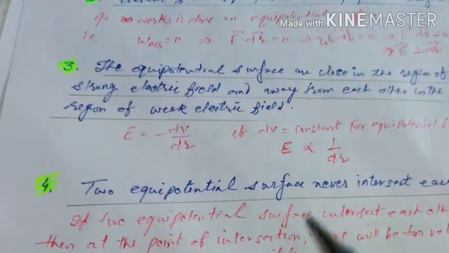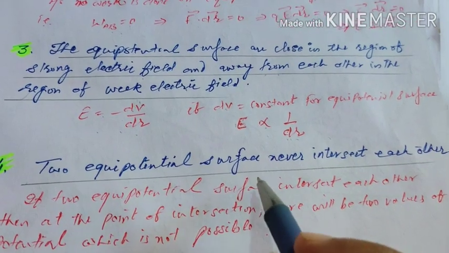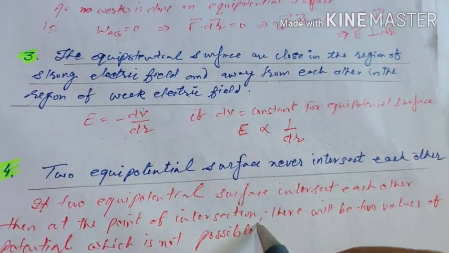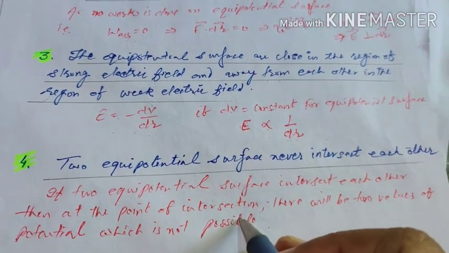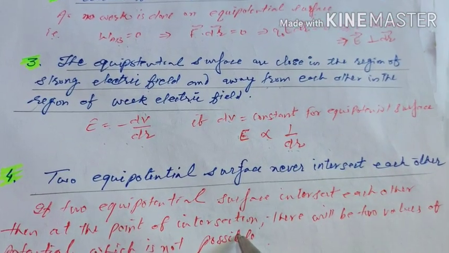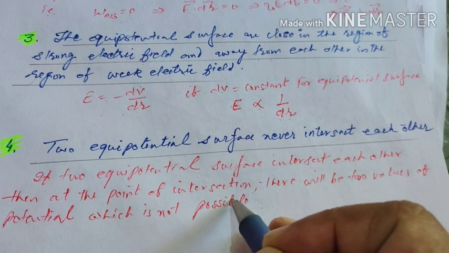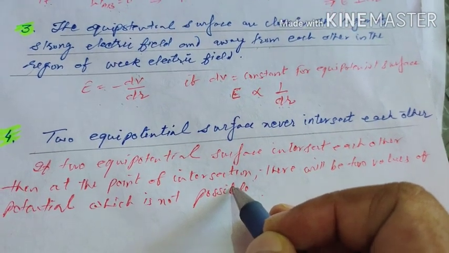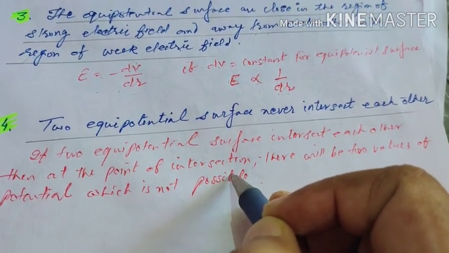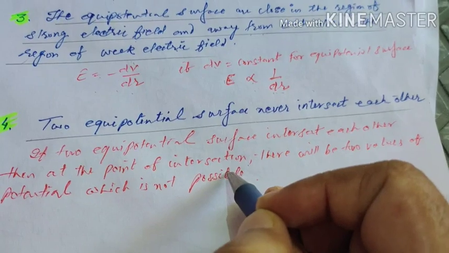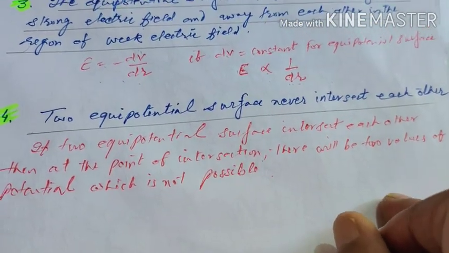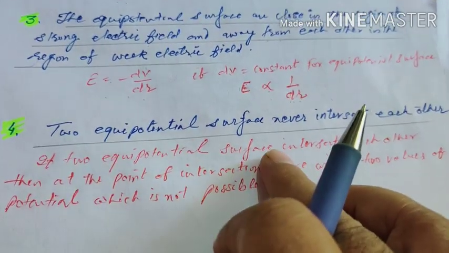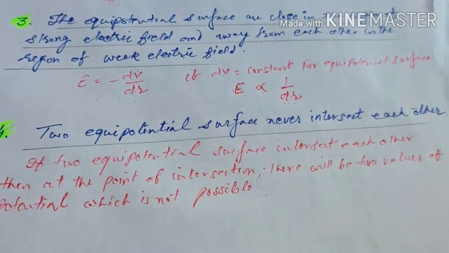And the last property is that equipotential surfaces never intersect each other, because if they intersect, then at the point of intersection there will be two values of potential, which is not possible, because it is an equipotential surface. There must be only one value for electric potential, but at the point of intersection there would be two values, which is not possible. So two equipotential surfaces never intersect each other.